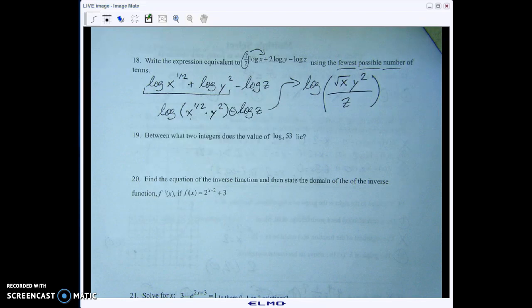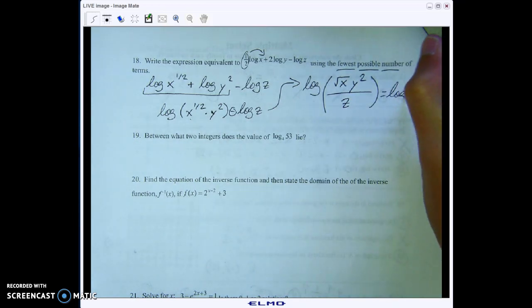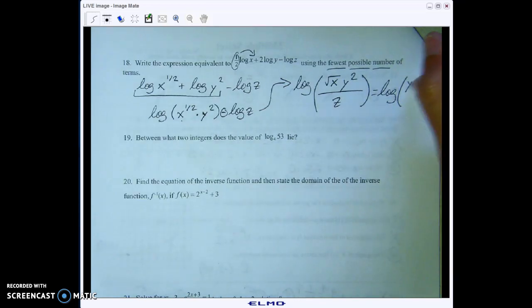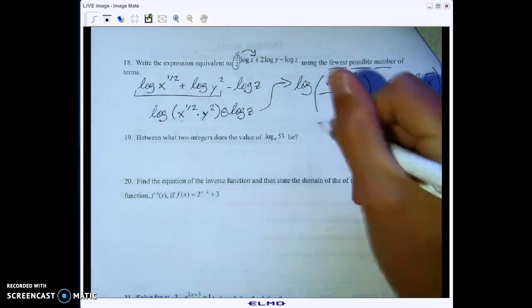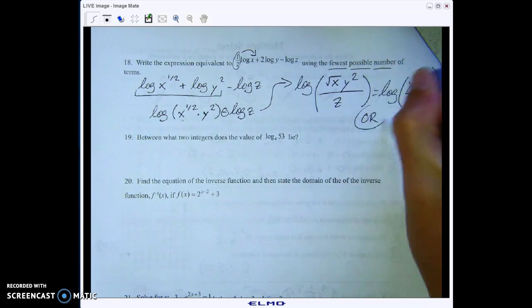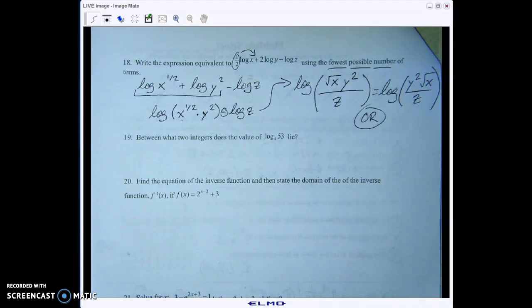Or if you were to have moved any of that stuff around and written it instead as y squared times the square root of x over z like this, that would also be fine. Either or. Okay, and that's the answer for number 18. That's using simply one logarithm instead of 3 different ones, right?